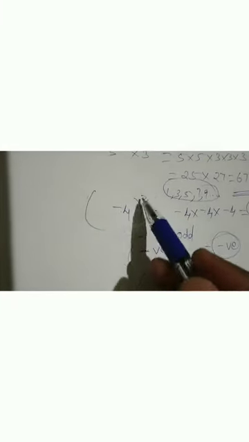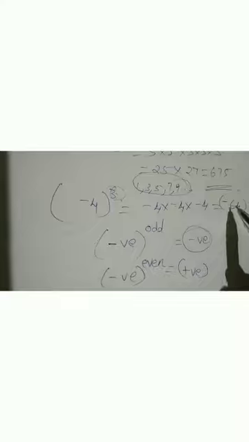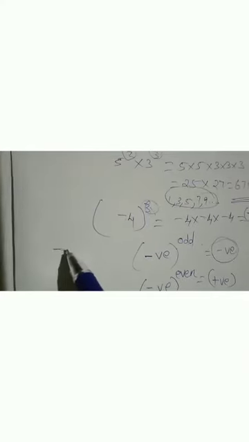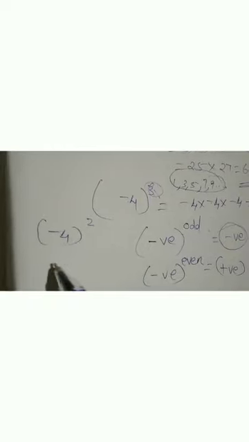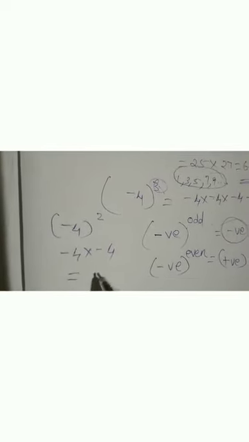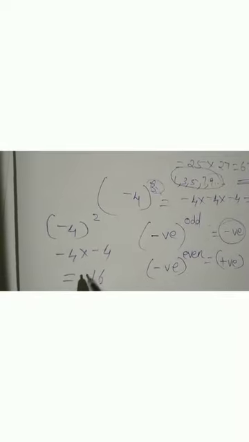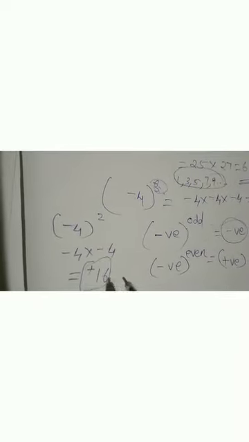Example, here negative 4 raised to 3. 3 is an odd number, the answer is also negative itself. But if it was negative 4 raised to 2, 2 is an even number. So negative 4 multiplied by negative 4. 4 4s are 16. Negative into negative is positive, so positive is the answer. Got it? So don't forget this one.